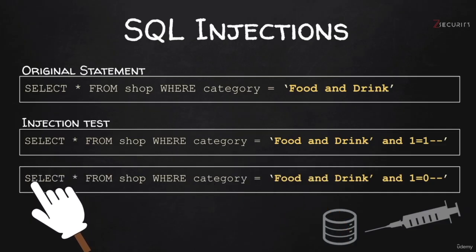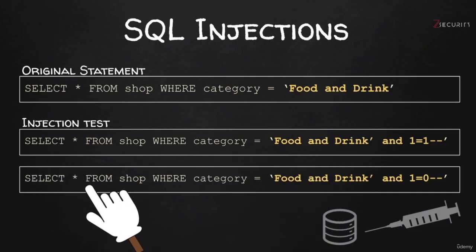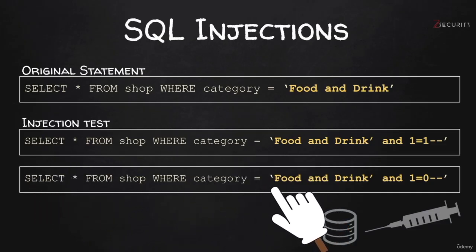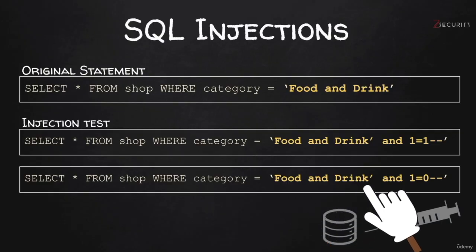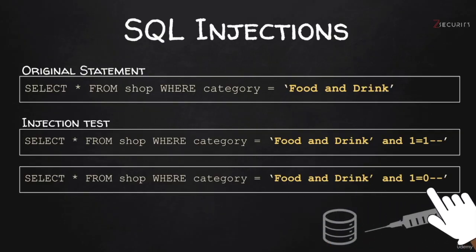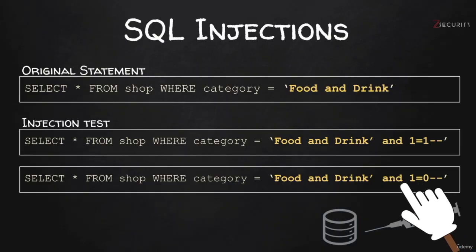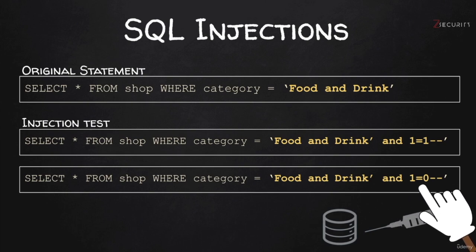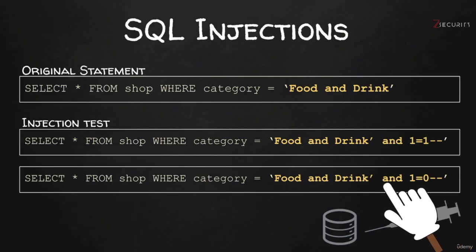Then we're going to run a false statement, and this time we're saying select star from shop, where the category is food and drink, which is true, and 1's equal to 0. Now this time it's false. Now if the page breaks when we do this, then we know that the web application is actually executing whatever queries we're sending it, and therefore we will know we can use other SQL queries in here to communicate directly with the database and retrieve whatever data we want from it.